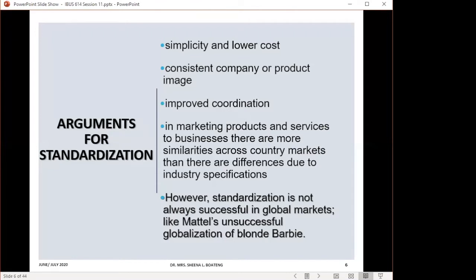So if the formulation is the same and there's a minute change in, say, the packaging, where Coca-Cola may taste the same in Ghana and in Russia, but the only difference is the language on the bottle, then we can say to a large extent it is standardized. But where adaptation comes in is where the standardization has been eroded so much that even the actual formulation of the core product is different.